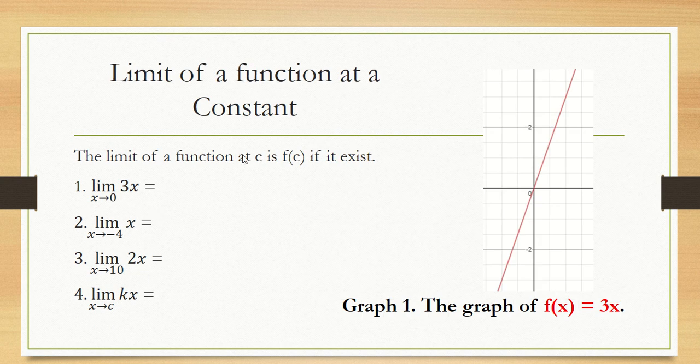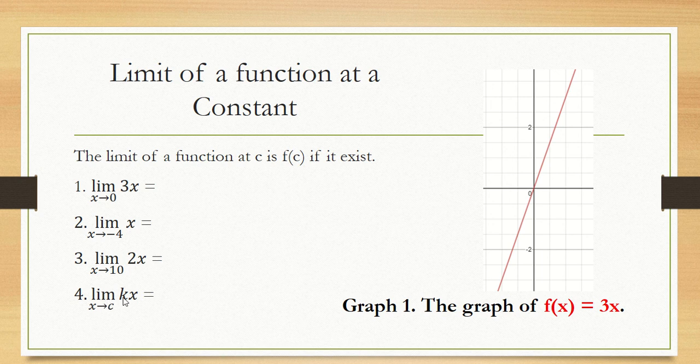Okay? The limit of a constant c is f of c if it exists. So the limit of 3x as x goes to 0 is 3 times 0, which is 0. The limit of x as x goes to negative 4, by substitution, is negative 4. The limit of 2x as x goes to 10 is 2 times 10, that is 20.